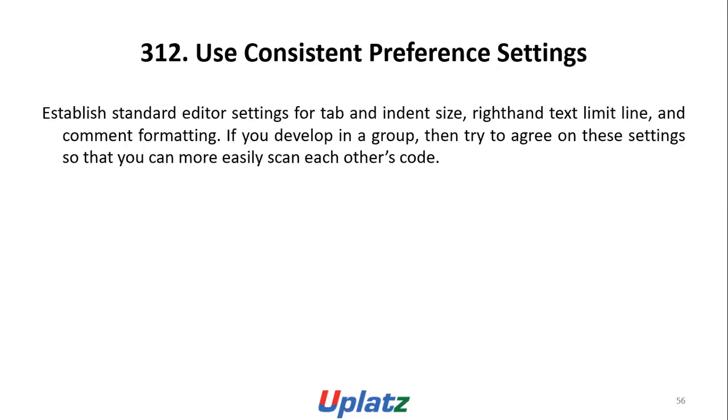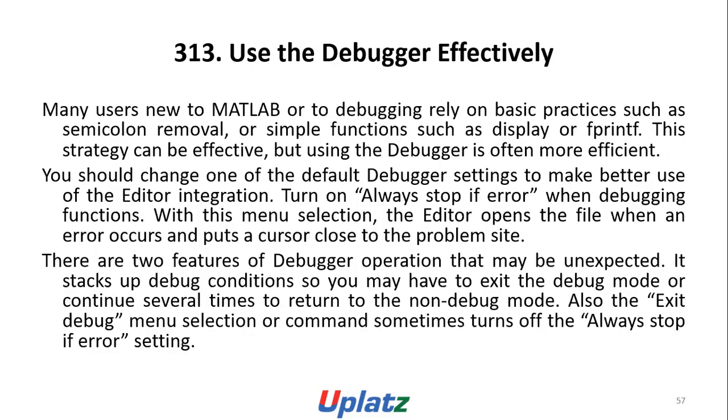Use consistent preference settings. Establish standard editor settings for tab and indent size, right text alignment, line and comment formatting. If you develop in a group, then try to agree on these settings so that you can more easily scan each other's code.